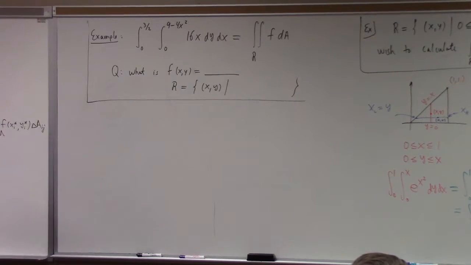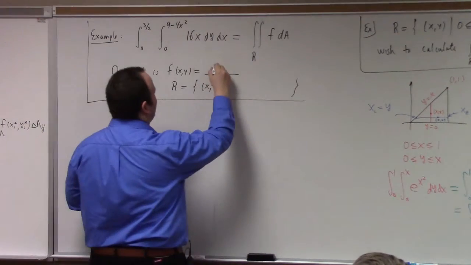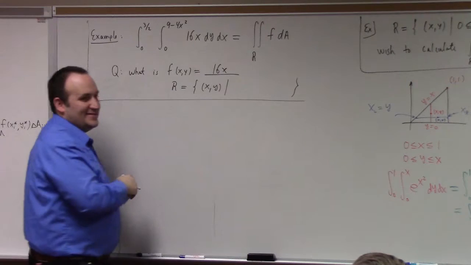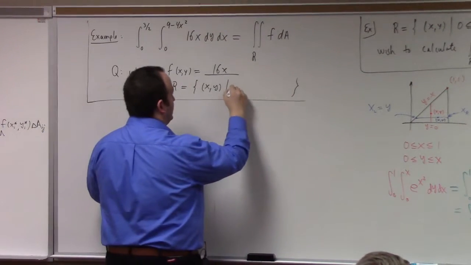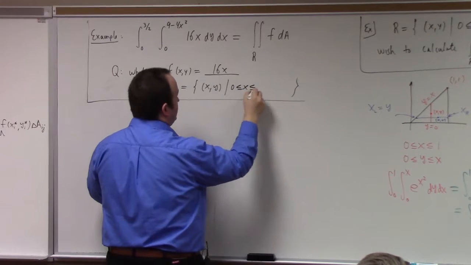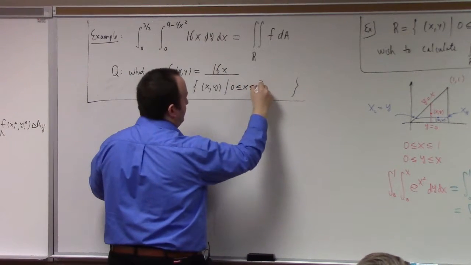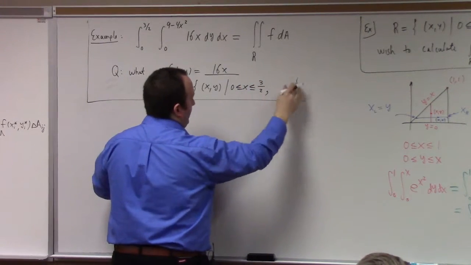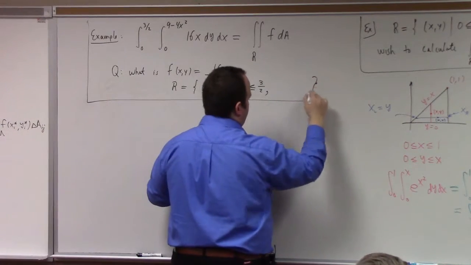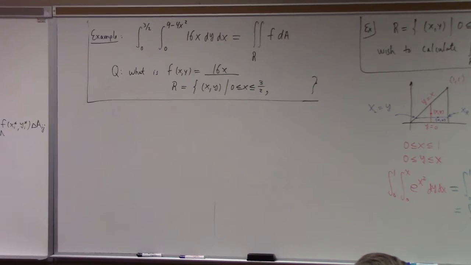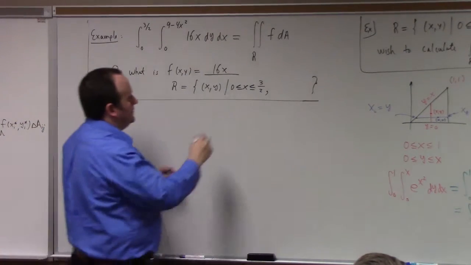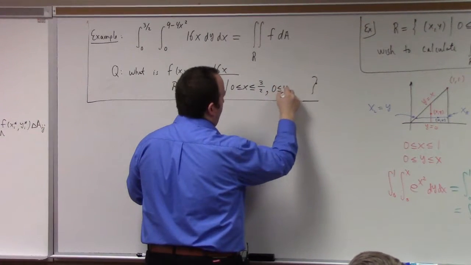So I'll do the easy part. F of x comma y is 16x, right? Okay, that's the integrand. What's the region? 0 less than or equal to x, less than or equal to 3/2. Now, sometimes I might ask you to picture the region. We'll do that next. And then y is what? Is it just 0 to y being 9 minus 4x squared? Right.